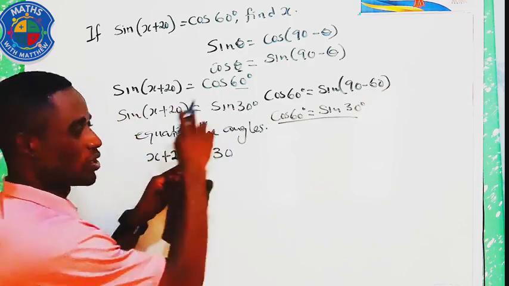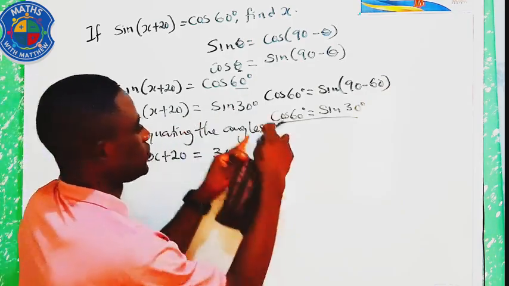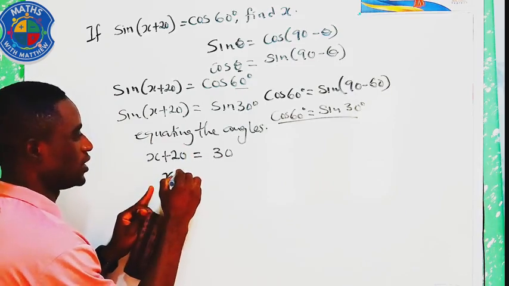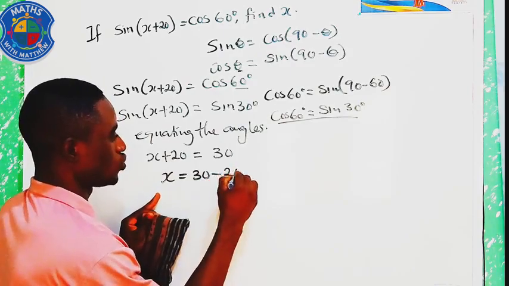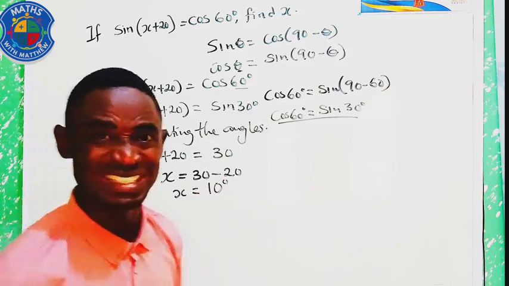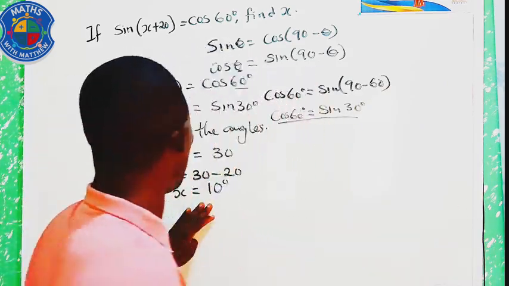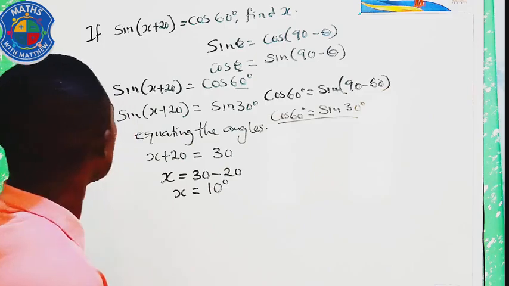With this, you subtract 20 from both sides, or you take this to the other side, then x equals 30 minus 20. That means x equals 10 degrees, right? And that is all. So x now is 10 degrees. Then you can check if what you have done is correct.